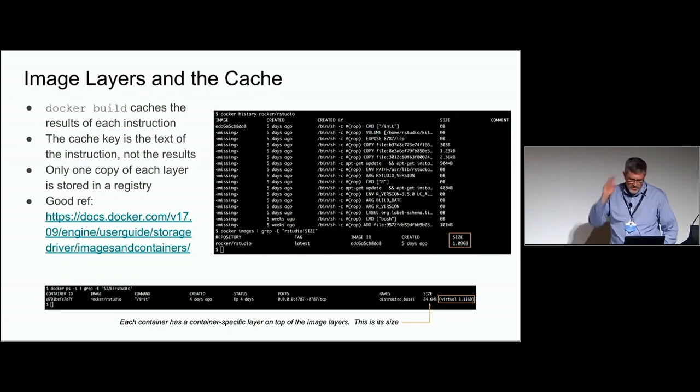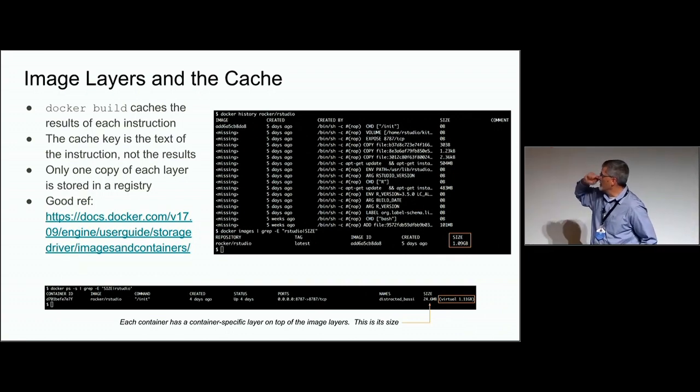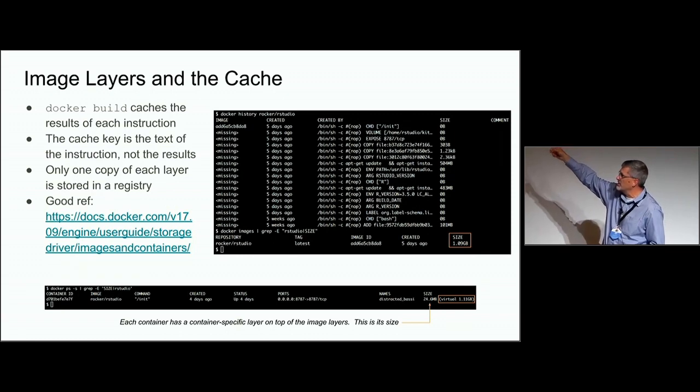Okay, so you can use docker images, which tells you how big these images are. So there's a couple things here. The size of the RStudio image is 1.09 gig.